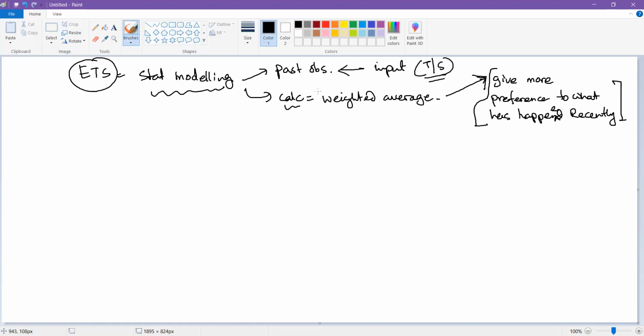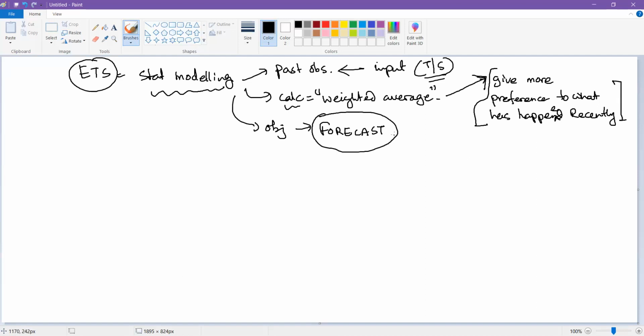And the calculation that it is going to do is going to be a weighted average. I'll show you how the calculations are done. But in the ideal condition, it is going to forecast using the weighted average of the past observations. So my final objective is to forecast. This is the reason why I'm trying to learn all these methods.